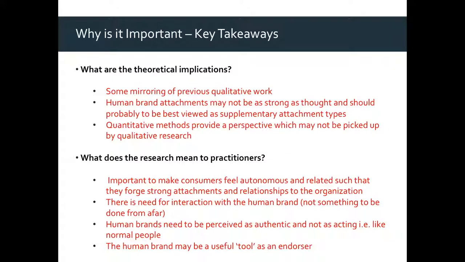So finally, we can look at what the key takeaways were. So what was this paper about in the end? From the theoretical implications, it can be shown that what the author found here mirrors some previous work, interestingly qualitative work. Also particularly key, it was found that human brand attachments are not as strong as initially thought, and should probably be best viewed as supplementary types of attachments rather than solo attachments.